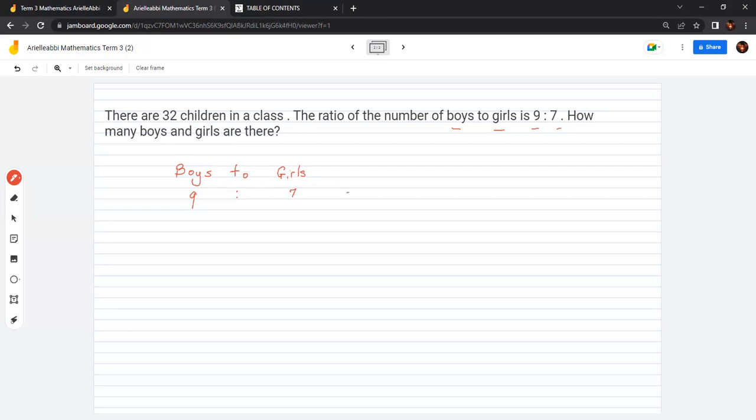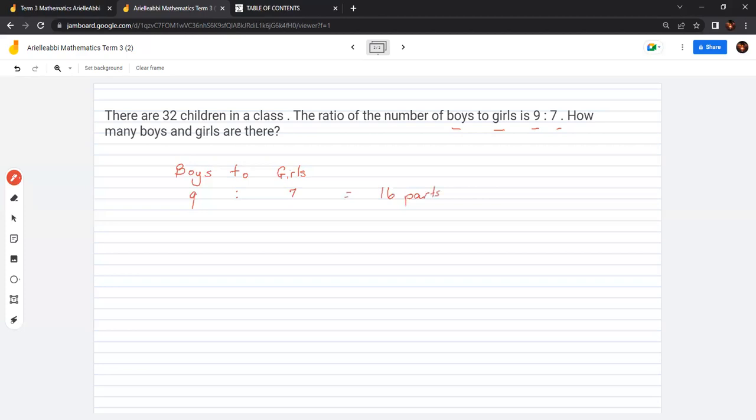Now, what we can do is first find out the total number of parts. So 9 plus 7, that's 16. So we have 16 parts in all.